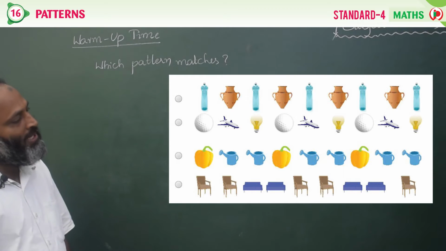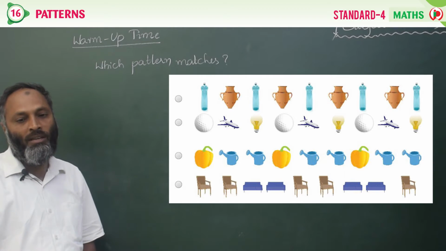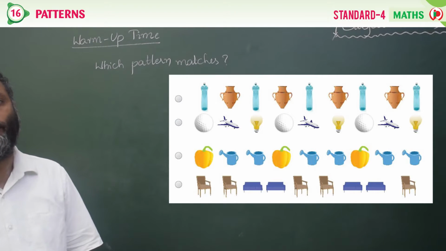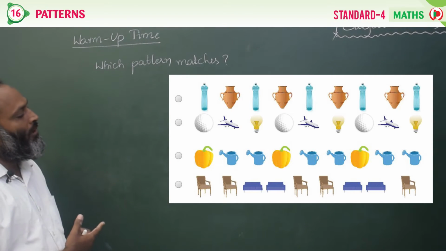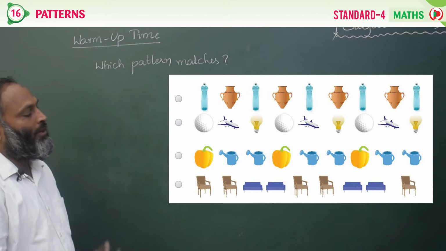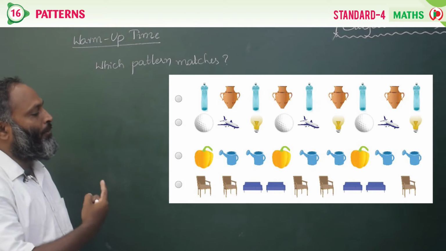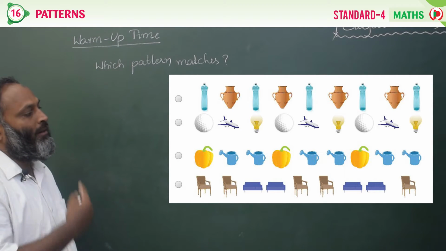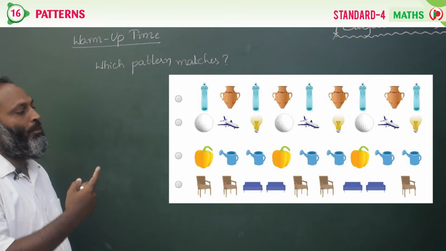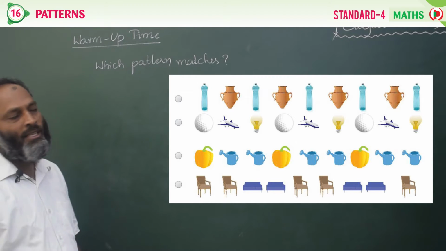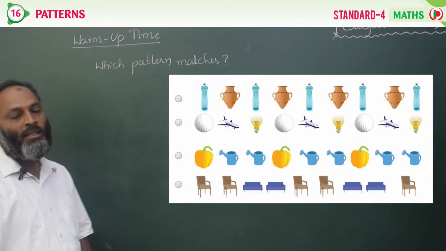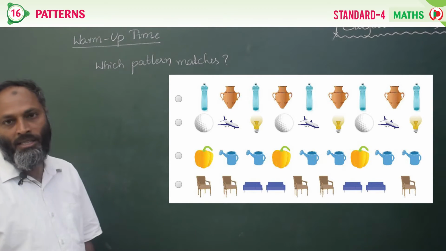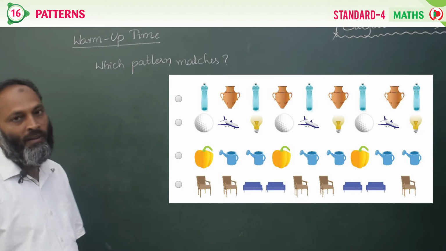The next one. Some images are given in the next also. One ball, then one aeroplane, and after that a bulb is given. Again ball, aeroplane, bulb. Ball, aeroplane, bulb. Three images were given and the three images are in sequence. So that is in the pattern. The second one is also in the pattern.